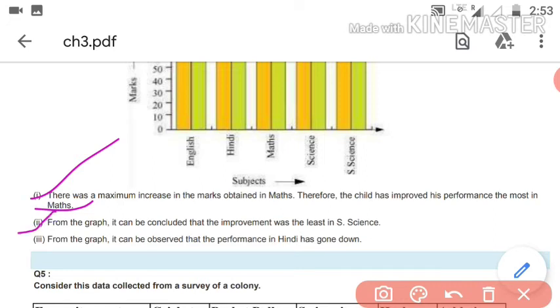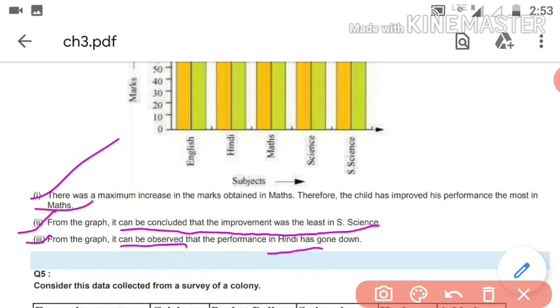Now next, from the graph it can be concluded that the improvement was the least in science, because the least means what? Increases only by 2 marks, 73 and 75. How much? Only 2 marks. So the least will be which subject? Social science. Sorry, not science. Social science means social study, okay? S science means social science. Only for how many marks? 2 marks.